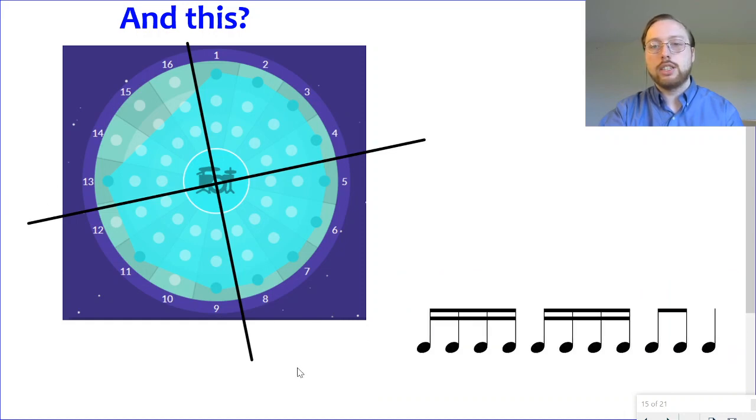Let's see if that matches. Nice. Tikka tikka, tikka tikka, ti, ti, ta. Awesome.